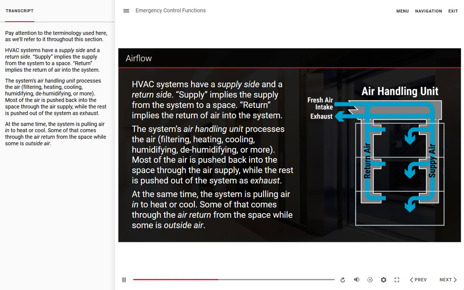The system's air handling unit processes the air, filtering, heating, cooling, humidifying, dehumidifying, or more. Most of the air is pushed back into the space through the air supply, while the rest is pushed out of the system as exhaust. At the same time, the system is pulling air in to heat or cool. Some of that comes through the air return from the space, while some is outside air.